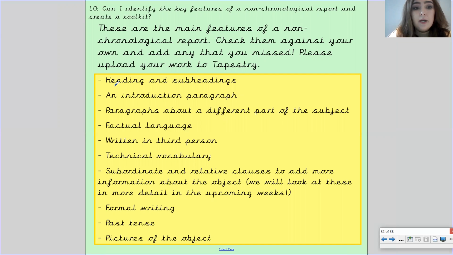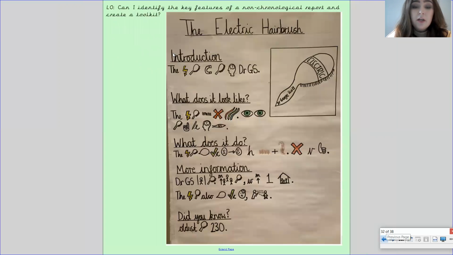Now, the first one is heading and subheadings. We've done a bit of work on heading and subheadings before. This here is our heading at the very top, and the heading is to tell us what the text is about. And then we also have our subheadings. I wonder if you can remember why we have subheadings. Pause the video to have a think.